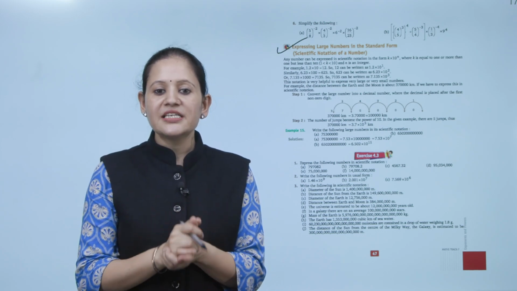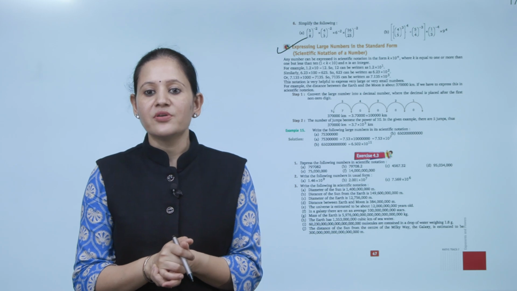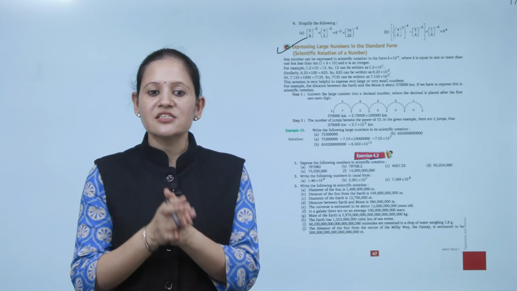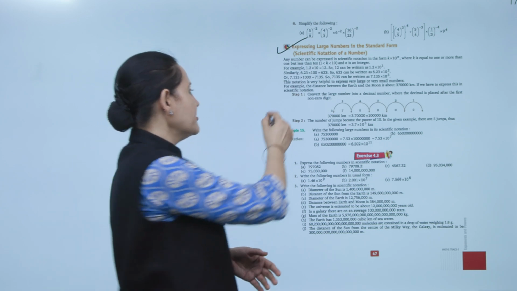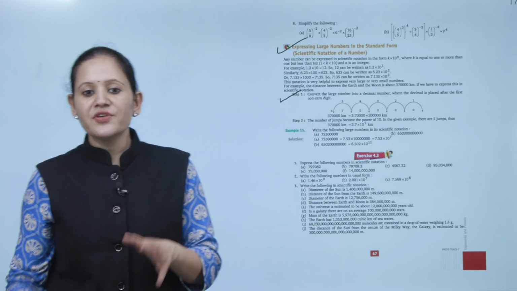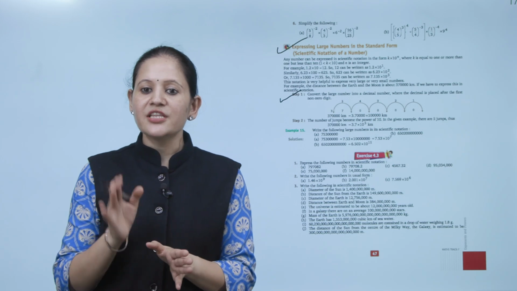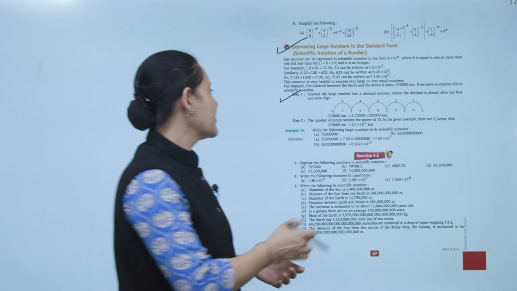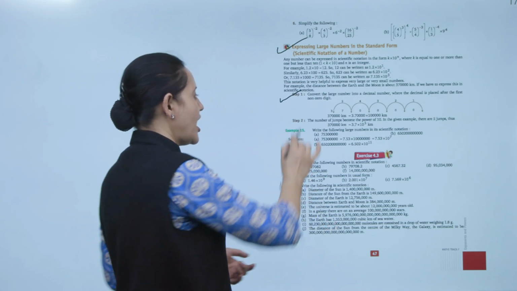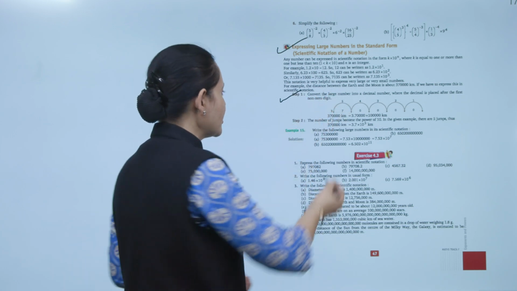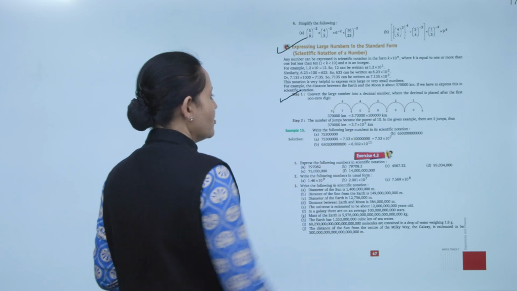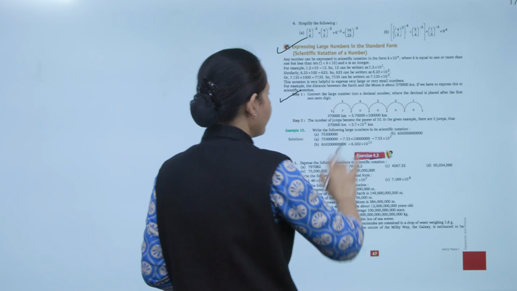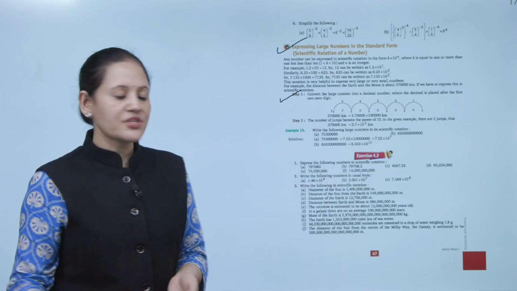For example, the distance between the earth and the moon is about 3,70,000 kilometers. If we have to express this in scientific notation, what will the steps be? Convert the large number into a decimal number where the decimal is placed after the first non-zero digit. So 3,70,000: after 3 we put the decimal. So 3.70000 into 1 lakh kilometer.